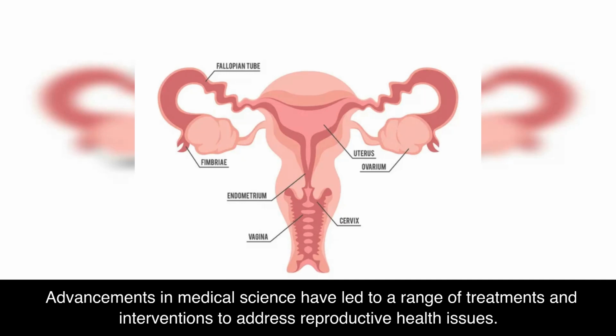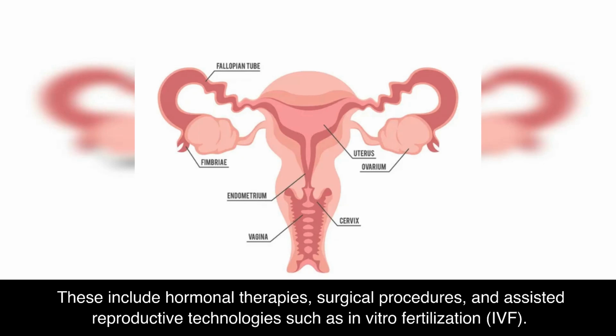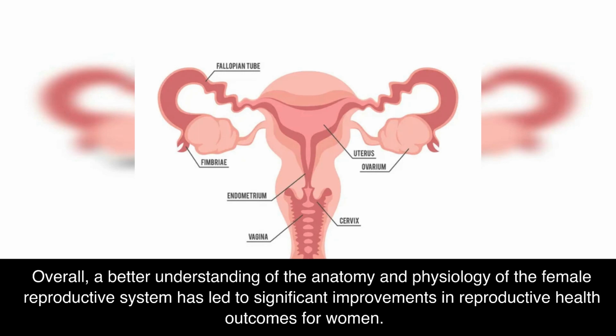Advancements in medical science have led to a range of treatments and interventions to address reproductive health issues. These include hormonal therapies, surgical procedures, and assisted reproductive technologies such as in vitro fertilization, IVF. Overall, a better understanding of the anatomy and physiology of the female reproductive system has led to significant improvements in reproductive health outcomes for women.